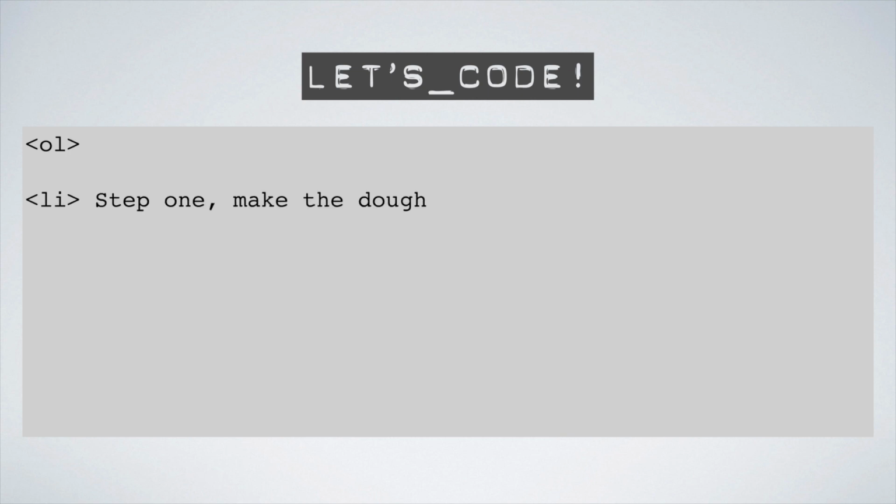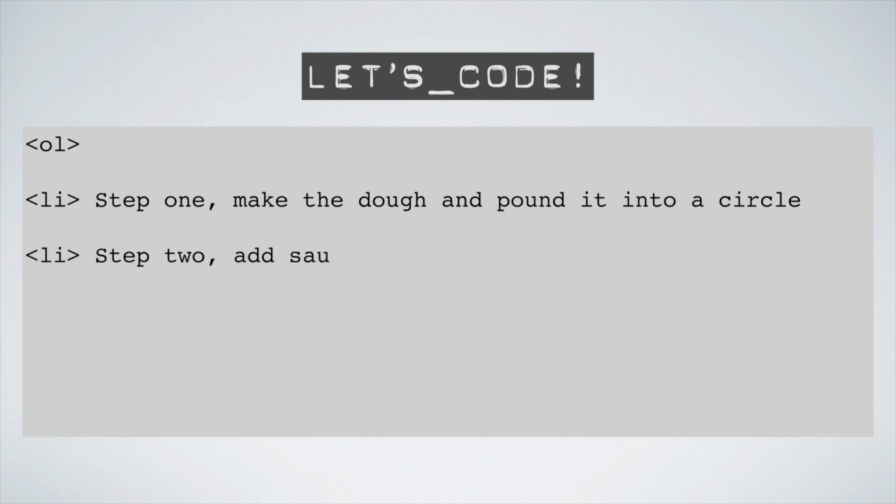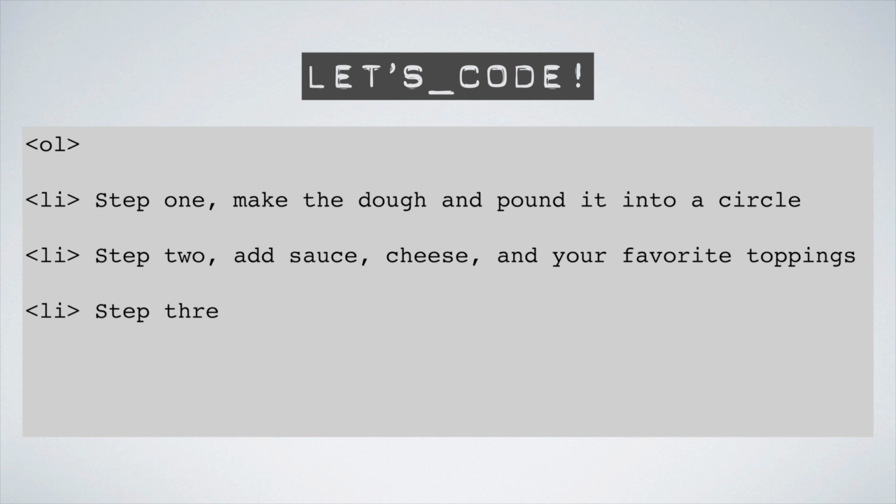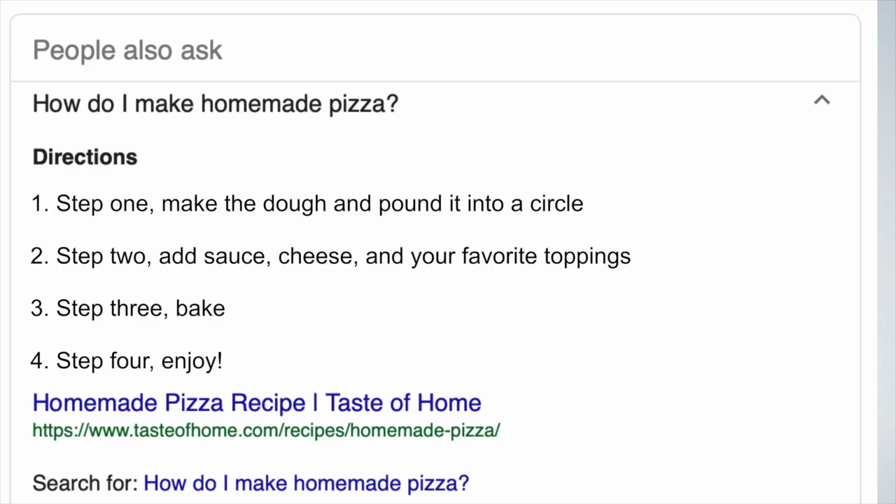Step 1, make the dough and pound it into a circle. Step 2, add sauce, cheese, and your favorite toppings. Step 3, bake. Step 4, enjoy. When we have this code, Google will be more likely to feature our instructions at the top of the search engine results page, which will look something like this.